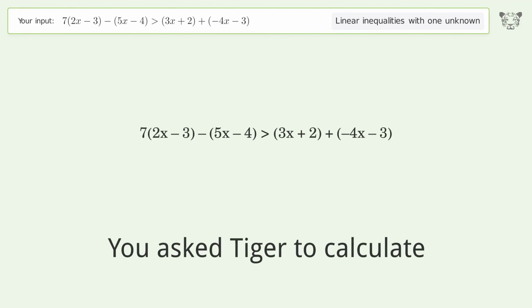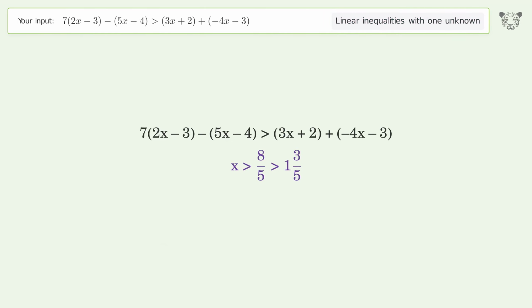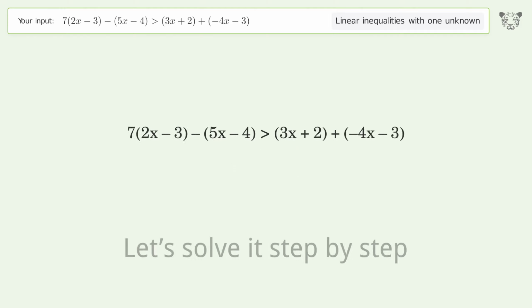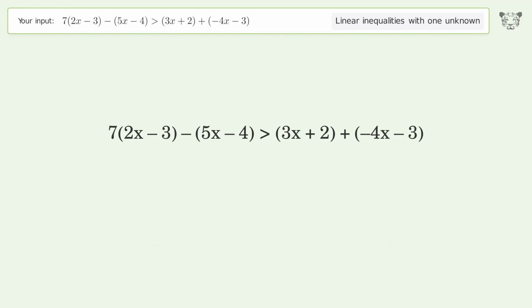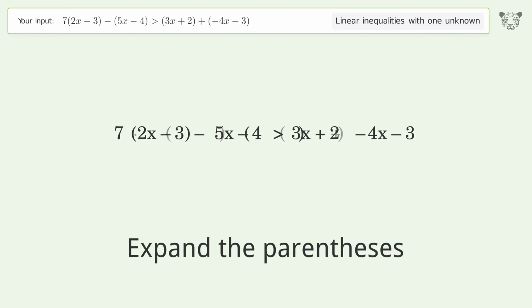You ask Tiger to calculate. This deals with linear inequalities with one unknown. The final result is x greater than 8 over 5 greater than 13 over 5. Let's solve it step by step. Simplify the expression. Expand the parentheses.